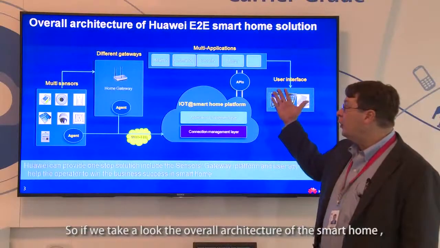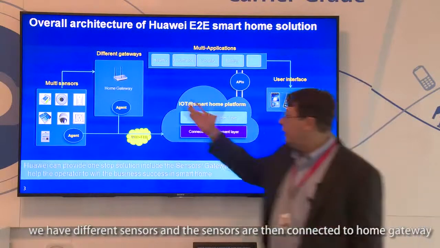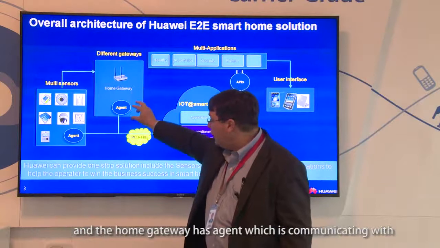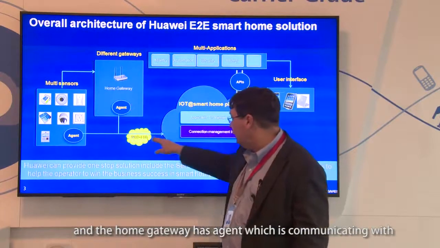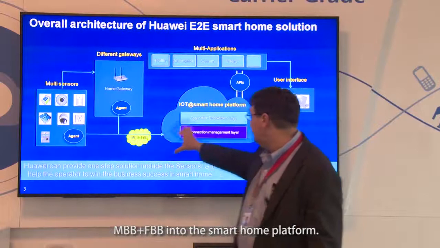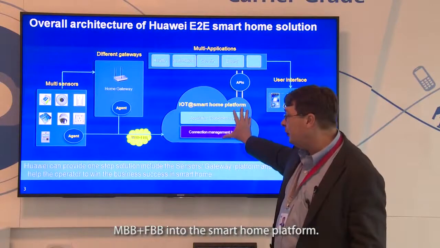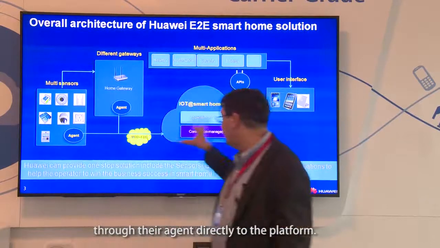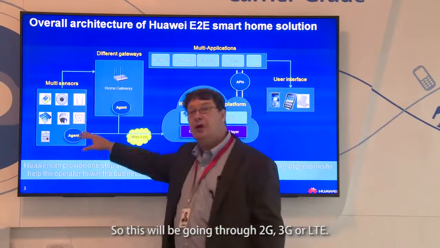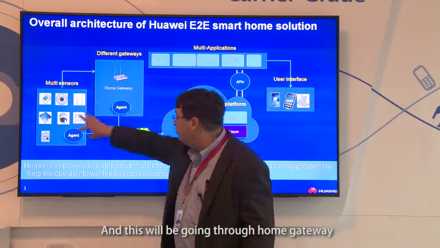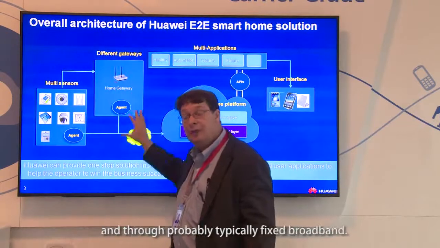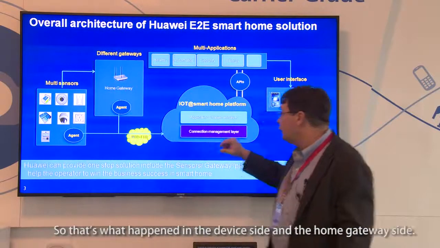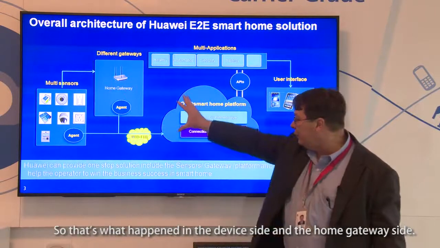If we take a look at the overall architecture of the way the smart home would work, we have different sensors, and those sensors are then connecting into the home gateway, and the home gateway has an agent which is communicating via mobile broadband or fixed broadband into the home platform, smart home platform. Now, some devices can connect directly through their embedded agent directly into the platform. So these would be going through 2G, 3G, or LTE, and these would be going through a home gateway and through typically fixed broadband, but it could also be mobile broadband, and then into the gateway. So that's what happens in the device side and at the home gateway side.